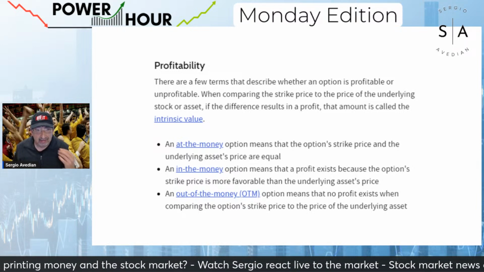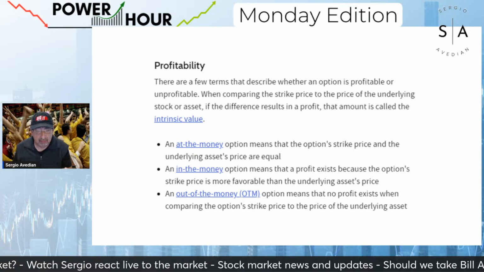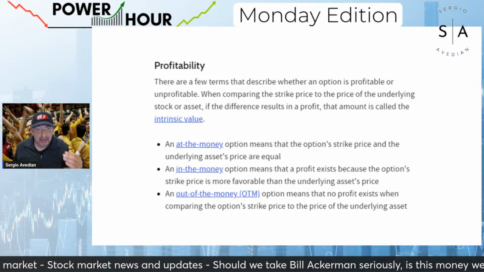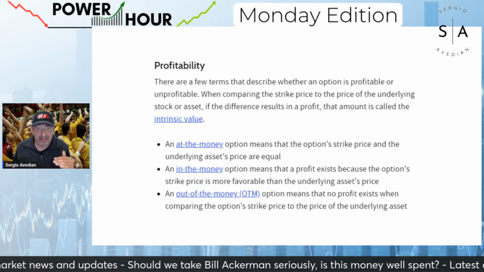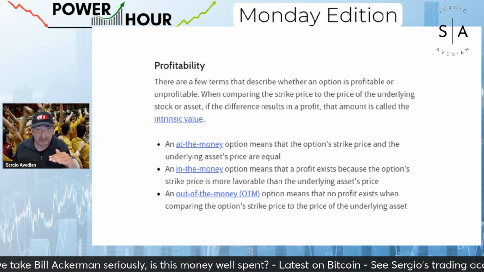We're going to add in the money. And we're going to add out of the money. Now, that's a quick explanation. Let's say stock is $10 a share. If you're buying the strike price of 10, that is called at the money. You are right at that level.